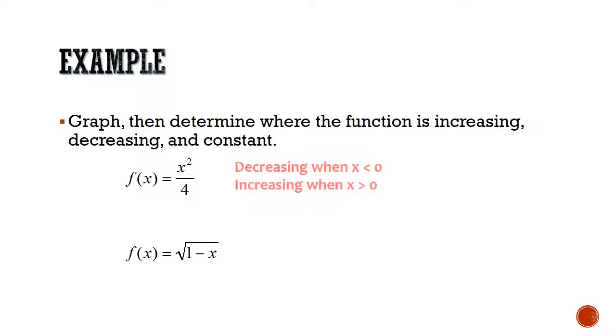Okay, this first equation gives us a parabola, and the parabola is decreasing when x is negative. In other words, from negative infinity to 0, it's decreasing. And then it's increasing when x is positive, or from 0 to positive infinity. Our second function is decreasing when x is less than 1, or from negative infinity to 1. In fact, that's the entire domain of the function. It doesn't go any further than that. So it's actually decreasing over its entire domain.